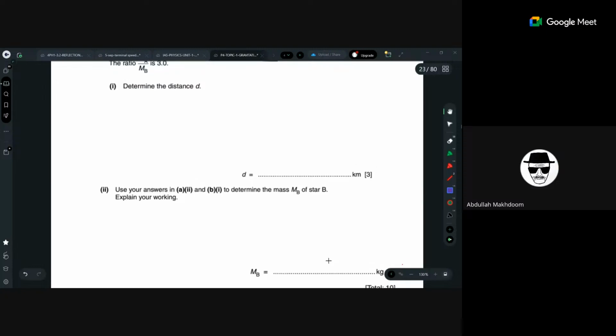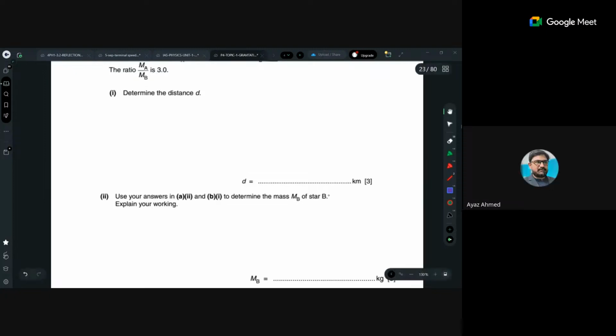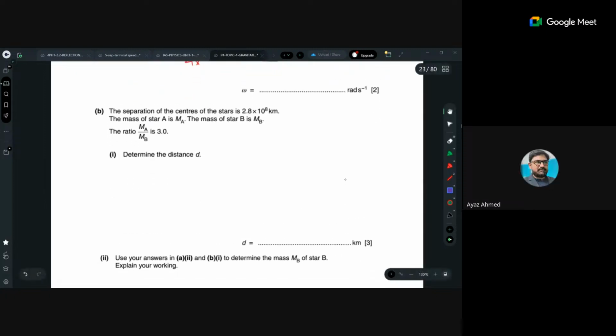Use your answers in A and B to determine the mass. So 7 times 10... Wait, so can you go for... One second, sir? Yes. इधर तक, यहीं से ऊपर.